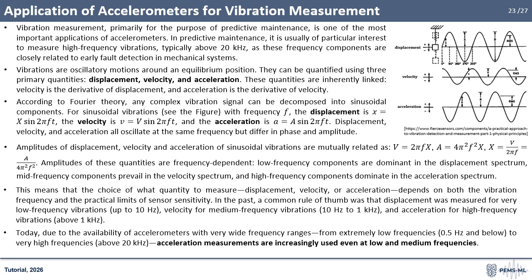Vibration measurement is one of the key applications of accelerometers, primarily for the purpose of predictive maintenance. High-frequency vibrations, typically above 20 kHz, are important in predictive maintenance because they help detect early faults in mechanical systems. Vibrations are oscillatory motions around an equilibrium position and can be described by displacement, velocity, and acceleration. These quantities are related. Velocity is the derivative of displacement, and acceleration is the derivative of velocity.